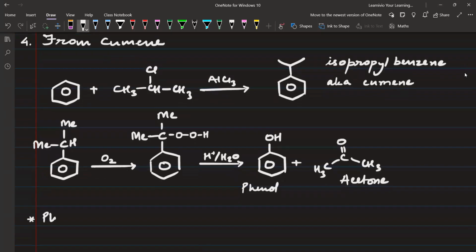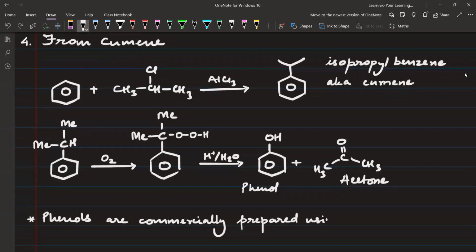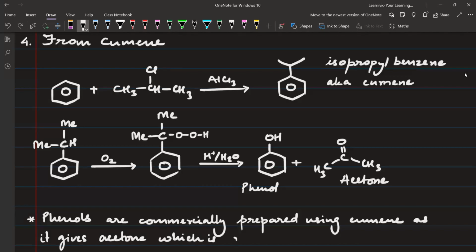So you will write: phenols are commercially prepared using cumene, as it gives acetone, which is a useful byproduct. Copy this down, raise your hand once you are done.